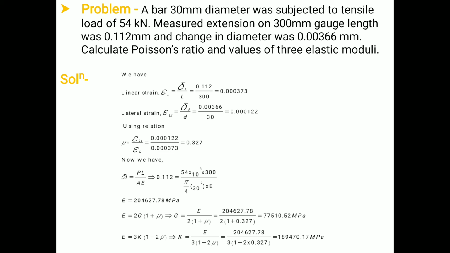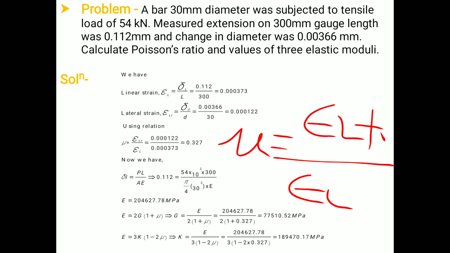We have Poisson's ratio as lateral strain to the linear strain. This concept we are going to use to find out the value of Poisson's ratio. Now how to calculate the value of lateral strain? Lateral strain is nothing but a change in diameter upon original diameter, because it's a lateral dimension.